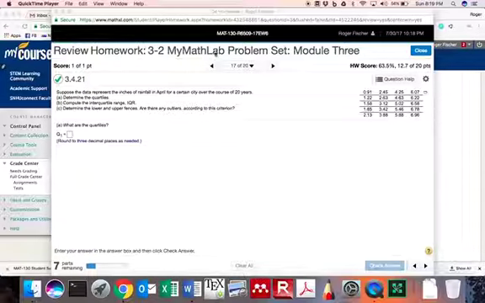We're looking at the 3-2 problem set from Module 3, and I wanted to show you how to do this problem in StatCrunch. But of course, good problem solvers always read the problem many times. So let's start with that.